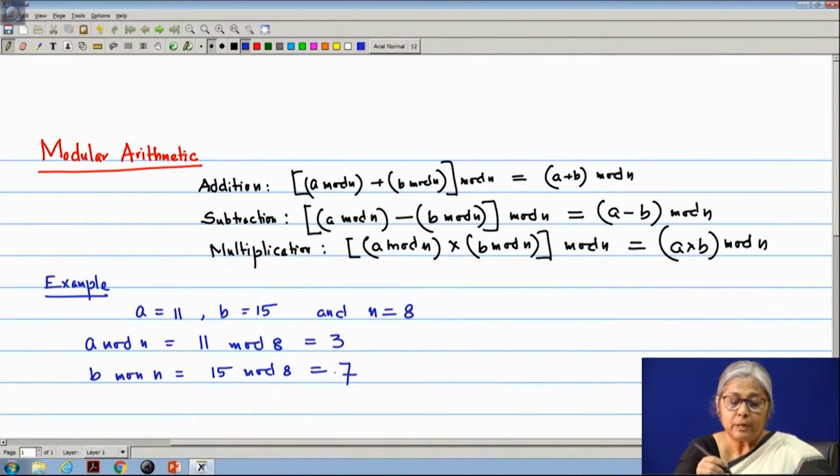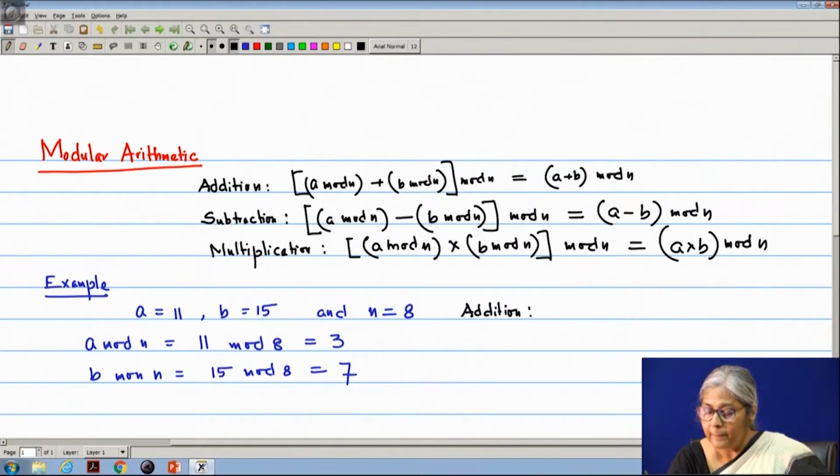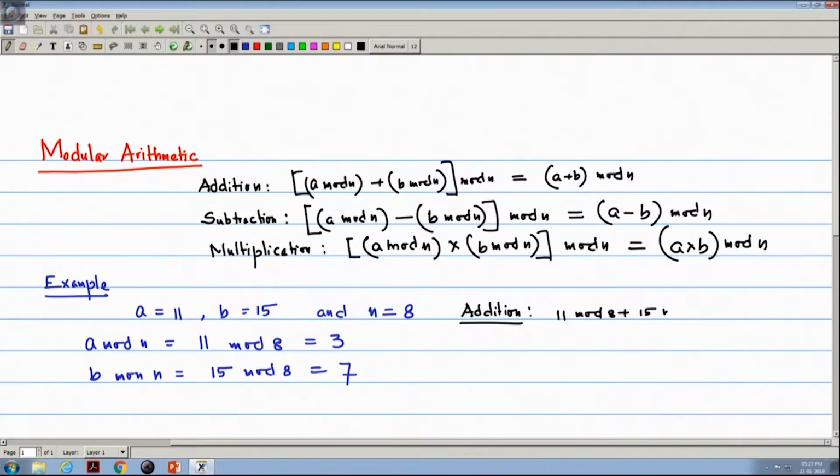Now, if we do the addition, then 11 modulo 8 plus 15 modulo 8, this modulo 8, that means my LHS, this is my left hand side. So, 11 modulo 8 we have seen is 3, 15 modulo 8 we have seen is 7, and 7 plus 3 modulo 8 is 10 modulo 8, equal to 2.